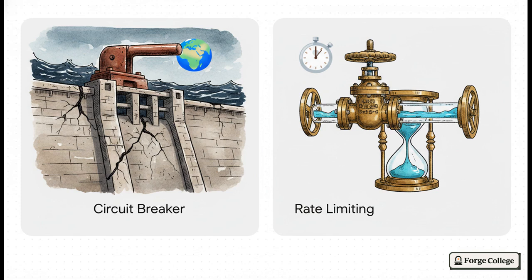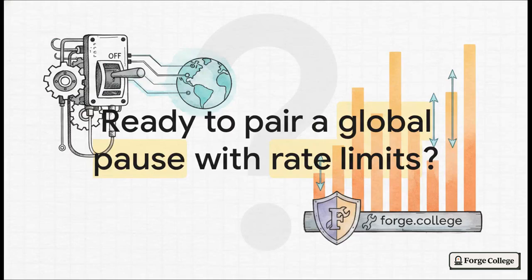Rate limiting is a precise tool. It throttles repeated, abusive behavior without requiring a full system shutdown. These two patterns work together perfectly. You use rate limiting to manage the flow, and you slam the circuit breaker when the dam completely breaks. Which leaves us with one final thought. Are you ready to pair your global pause button with precise rate limiting throttles? Because that is exactly what we'll be tackling in the next lesson. The absolute best security systems use layers of defense, and you are well on your way to mastering them.